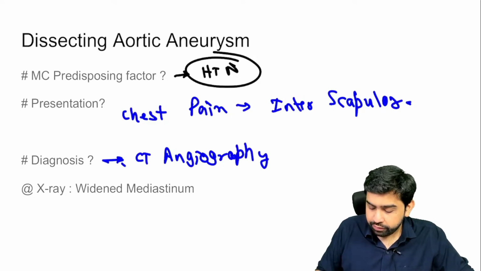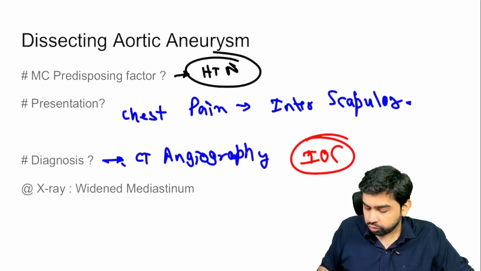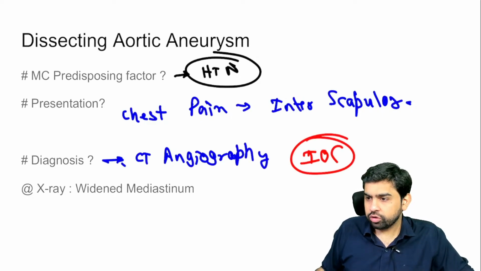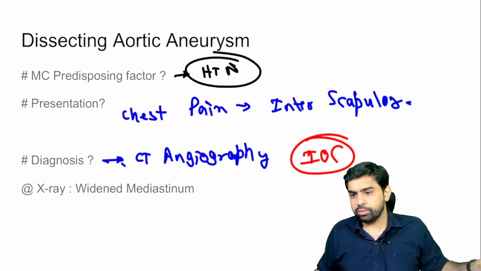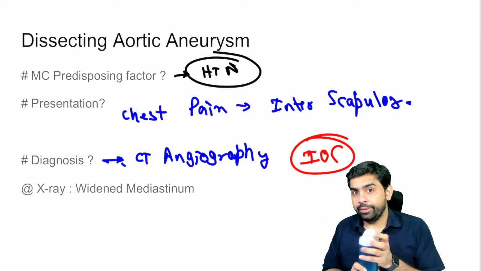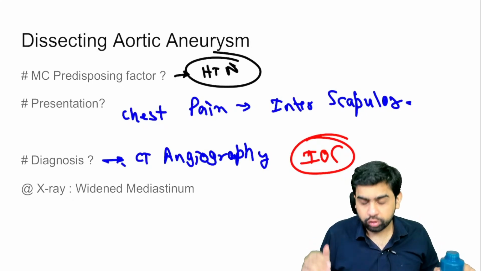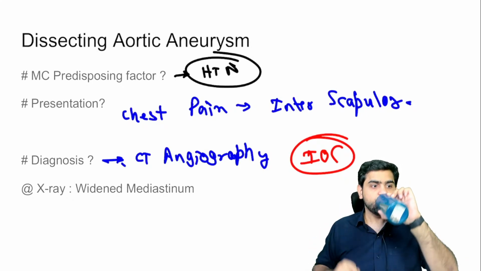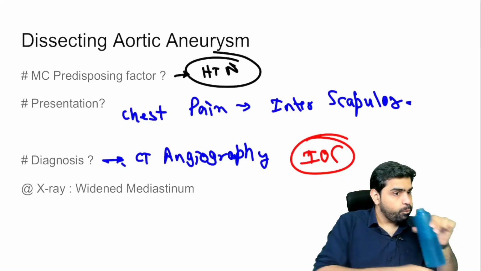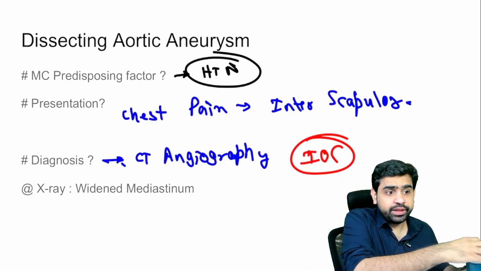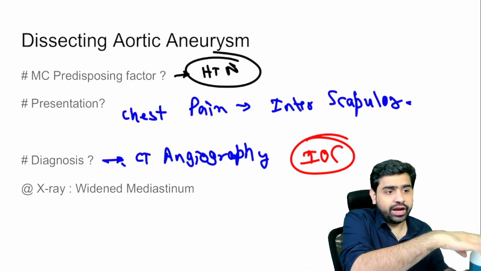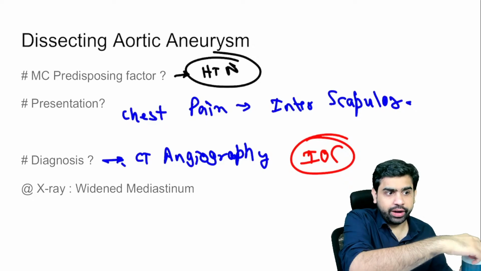Okay, what is the investigation of choice? Obviously, first you're going to evaluate the patient based on history and everything. But the investigation of choice is going to be CT angiography if the patient is stable. If the patient is unstable, then you need to understand that it is transesophageal echocardiography. That's what you have to do there.